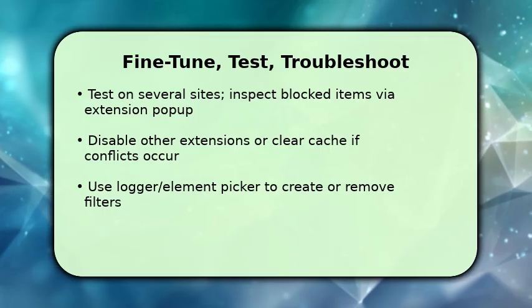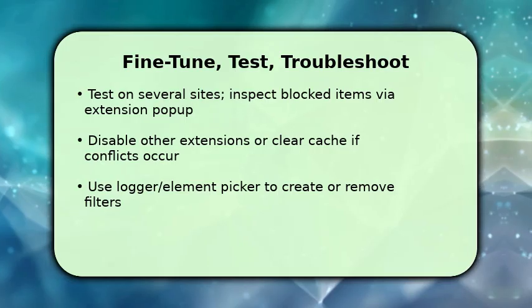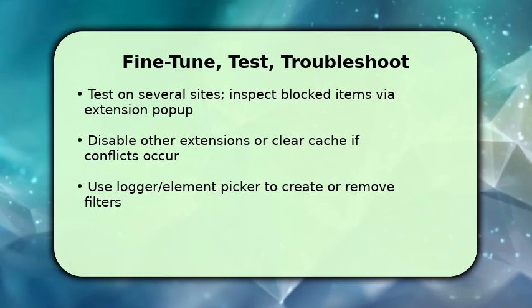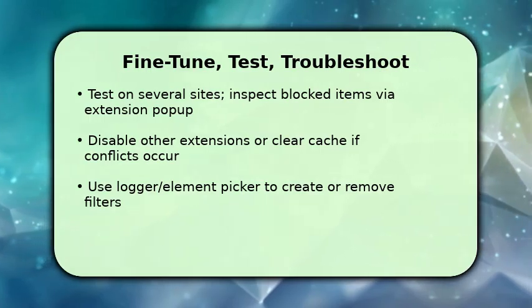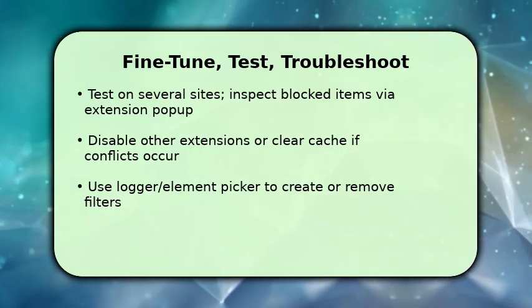Visit multiple websites, open the ad block pop-up to view blocked items and counts, and use the element picker to remove persistent elements. If a page malfunctions, try disabling other extensions or clear Chrome cache and reload to isolate conflicts.